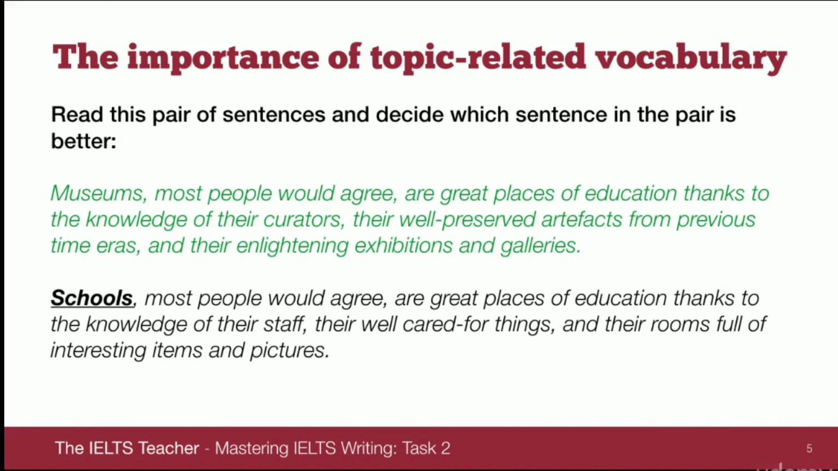So, because of the vagueness of the language here, you can directly substitute the main topic for a completely different topic and it still makes sense. It should not be this way. So have a look at the language in the top paragraph and you can see why that sentence works much better. We've got language like curators, well-preserved artifacts, time eras, and enlightening exhibitions and galleries. You only get these in a museum.